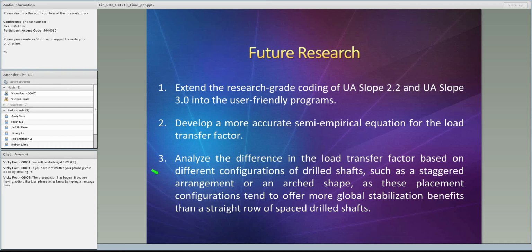Force output. Where are you deriving that? Oh yeah, Alex's question is why do we remove the shaft force in UASLOPE 3.0? I just output the shaft force in the TXT file, so you just locate it in the text file.